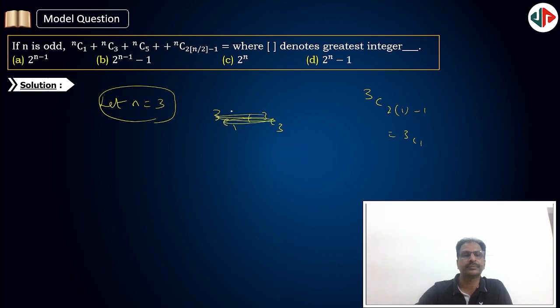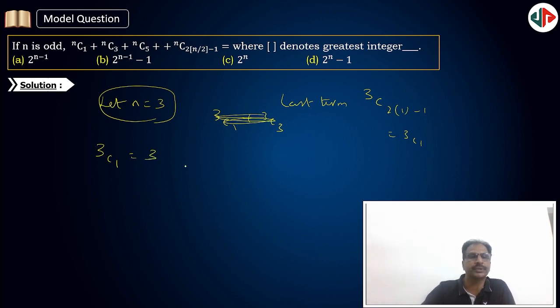One second. I took n as 3. What will be the last term when n is 3? 3C(2 into step of 3 by 2, which is 1.5). Step of 1.5 is 1. So 2 into 1, 2 minus 1. So the last term is 3C1. So the given expression becomes 3C1, which is 3.